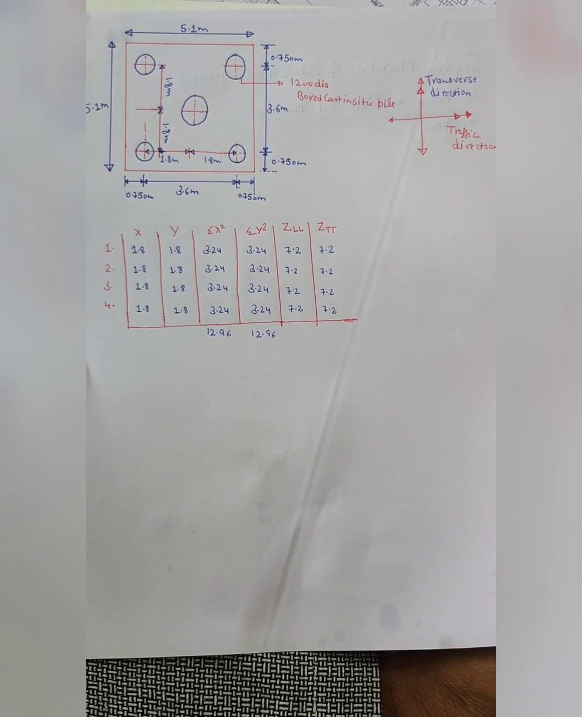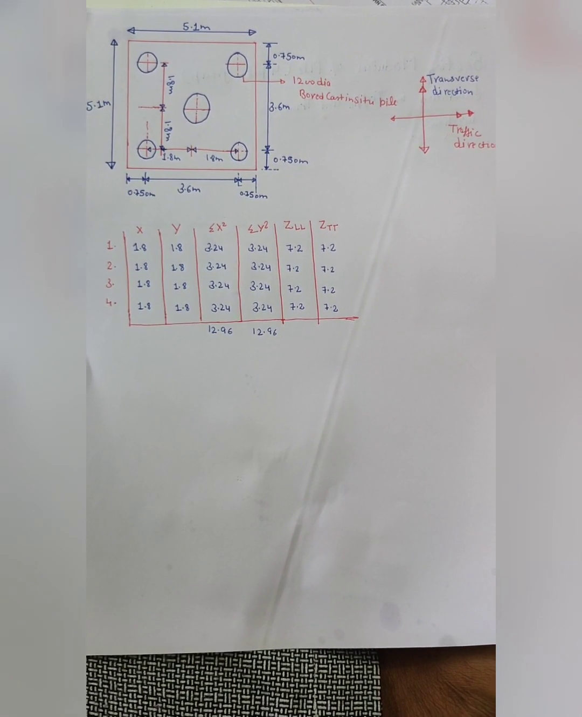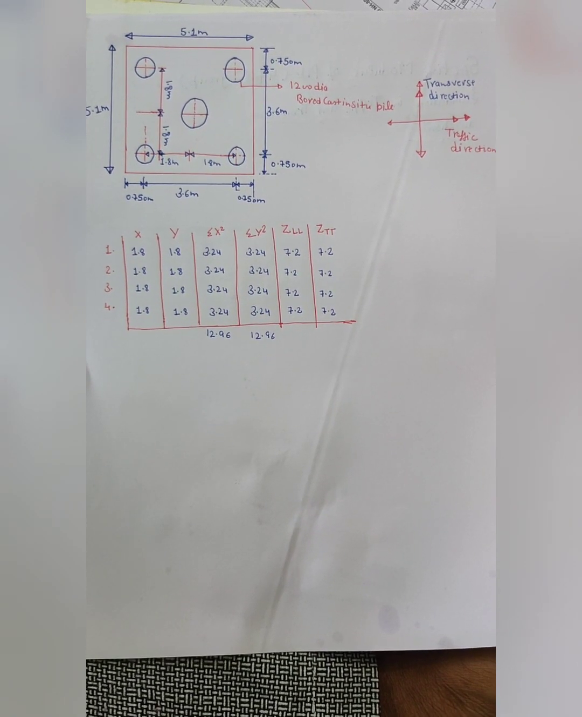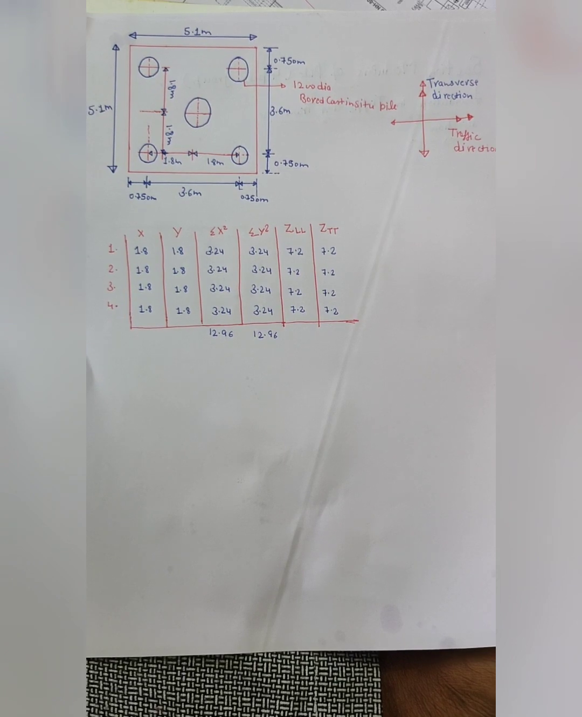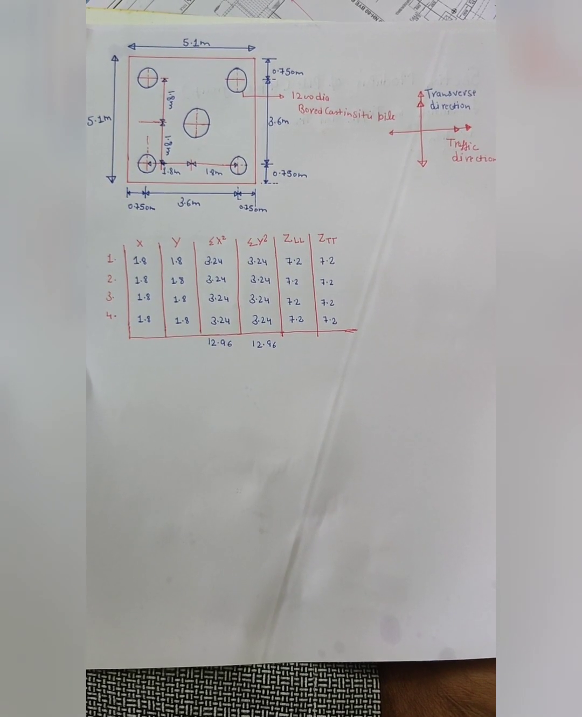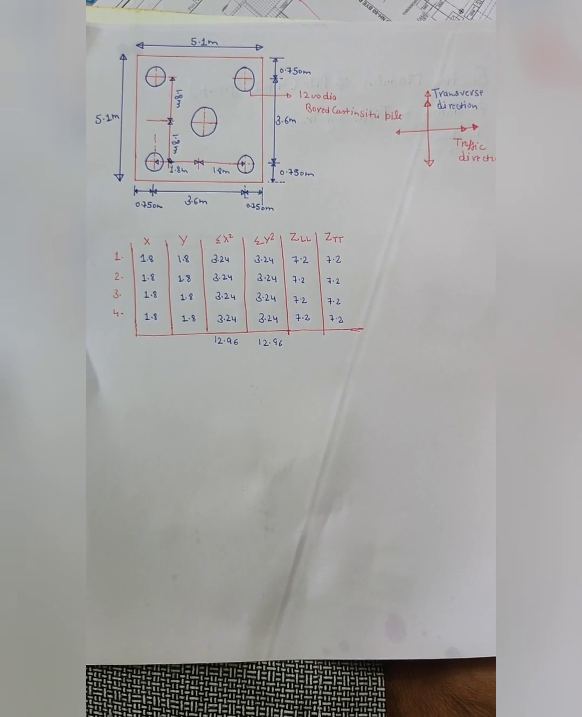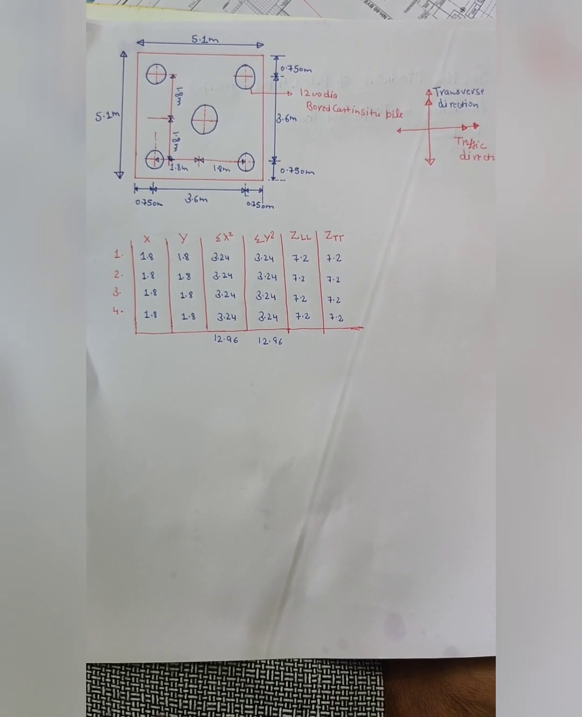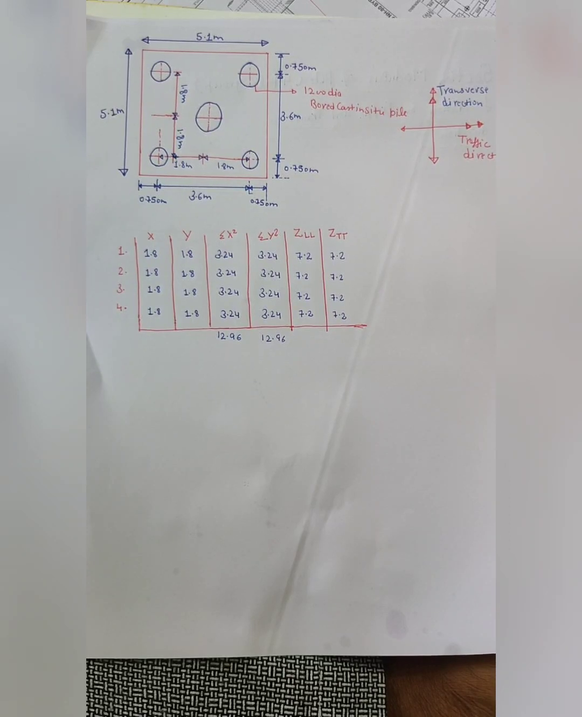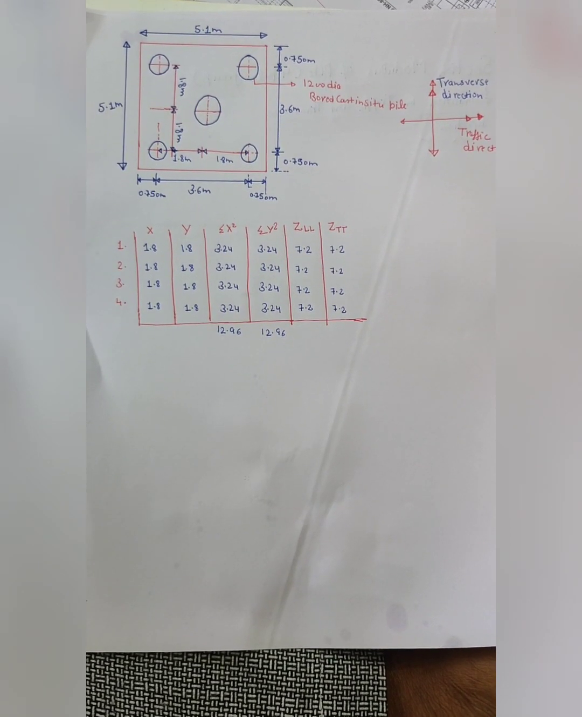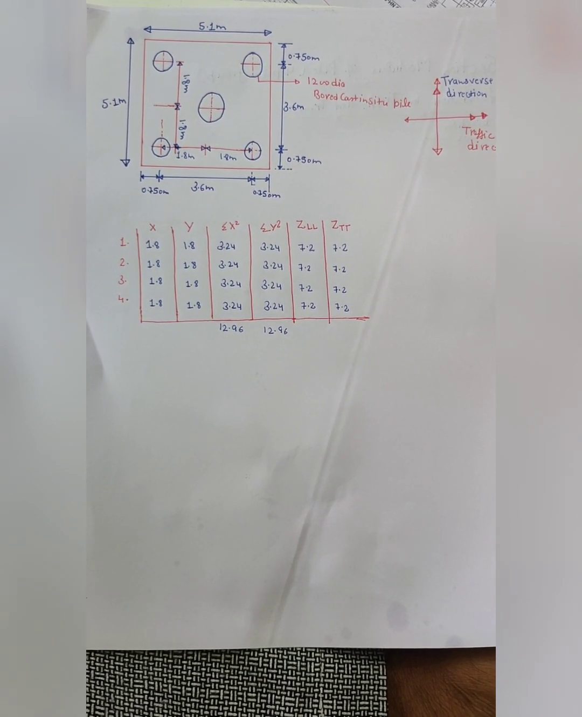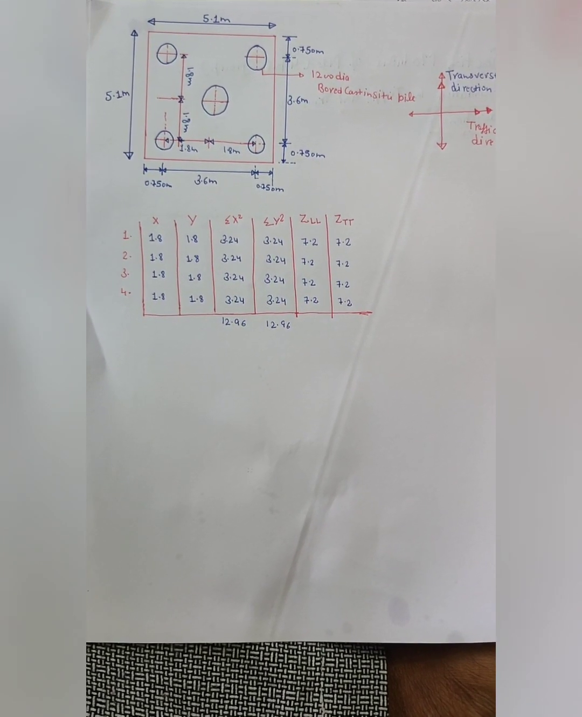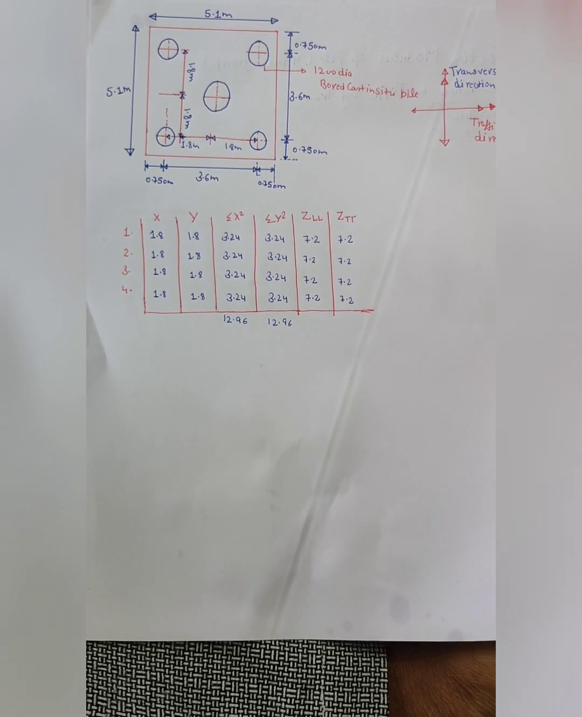So this is my plan, which consists of the 4 pile group with 1.2 diameter piles, and here we keep a center to center distance of piles of 3.6, which is 3 times the diameter of the pile. And 1.8 meter is the distance from the center of the pile to the center of the pier location.